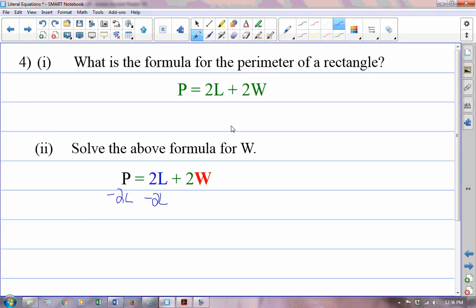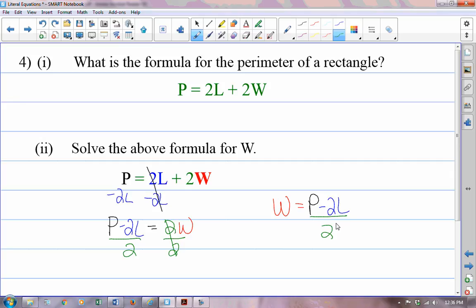Now P and 2L are not like terms, so we are not going to combine them together. I'm just going to write P minus 2L next to each other. And then we're left with 2 times W. And then we have seen this multiple times. We're going to divide by 2. And now W has been solved for. W is equal to P minus 2L all over 2. Final answer, W has been isolated or solved for.